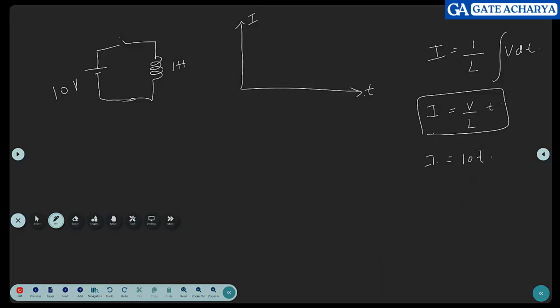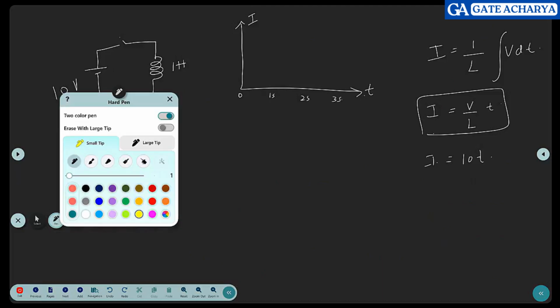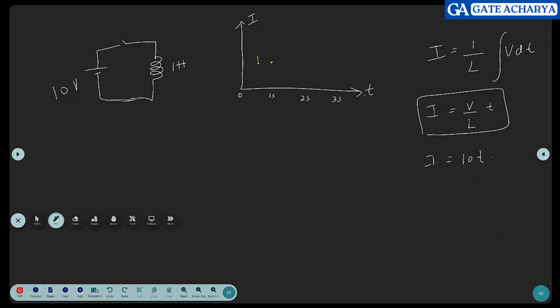As I turn on the switch, 0, 1, 2, 1 second, 2 second, 3 second. What will be the current through the inductor? 10. Current will be 0, and then I'll use a different color. So here it will be 10 amps, and here it will be 20 amps. Of course, the current will be a straight line.